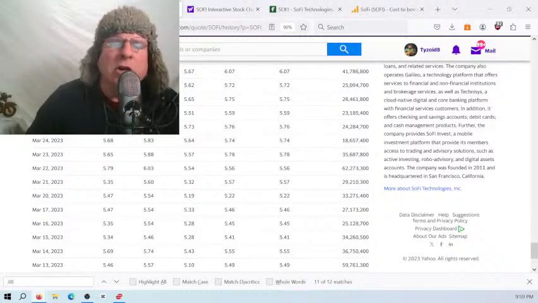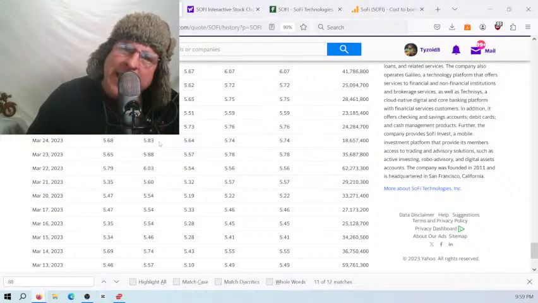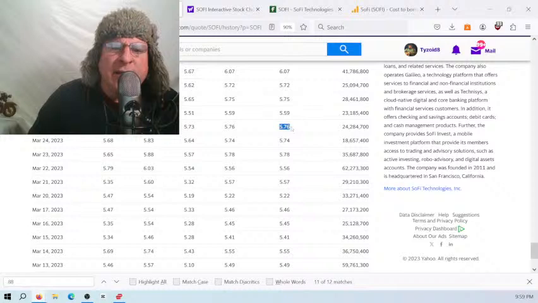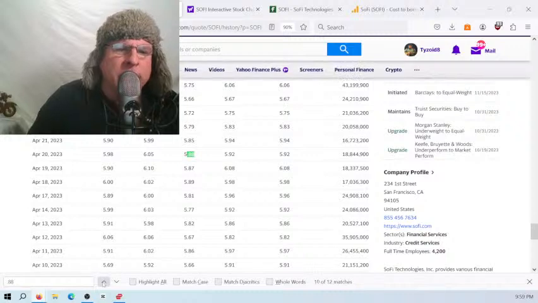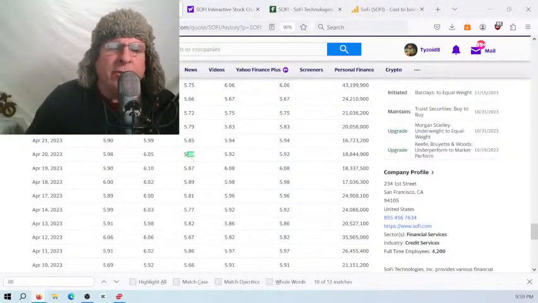There it is again, March 27th. They closed at 574. Next day, it opened up 8 cents higher, went up 6 cents, and stopped at 88. Closed it at 576 in the day. Okay? So there's your next 88. Let's go find the next 88. Where was that? April the 20th.